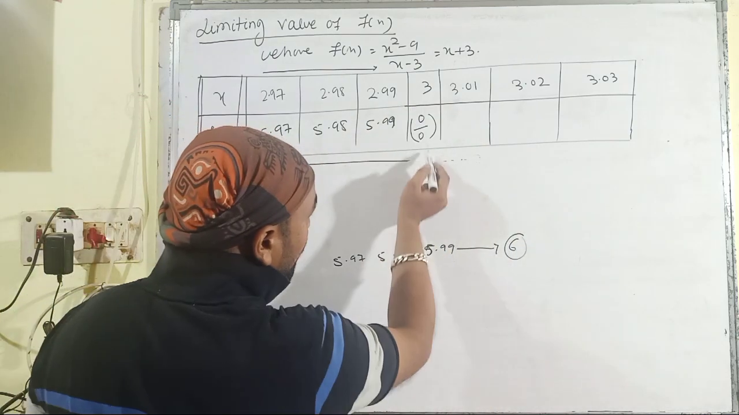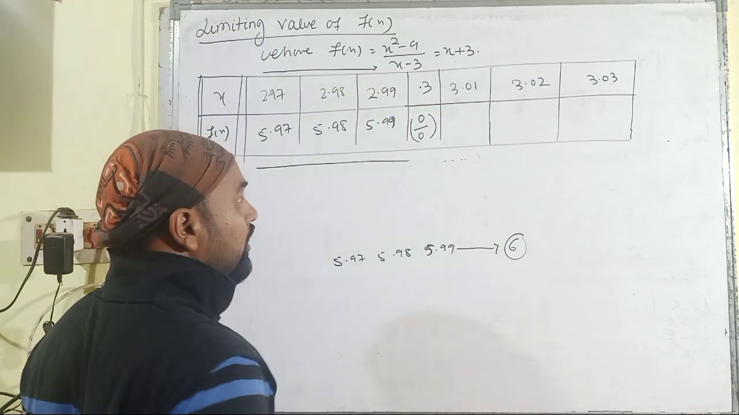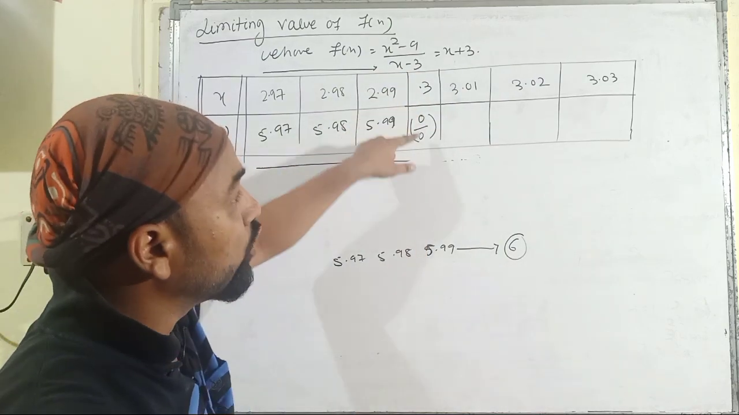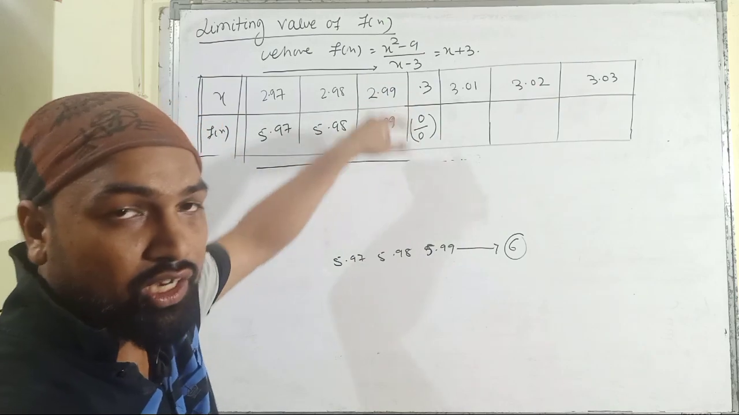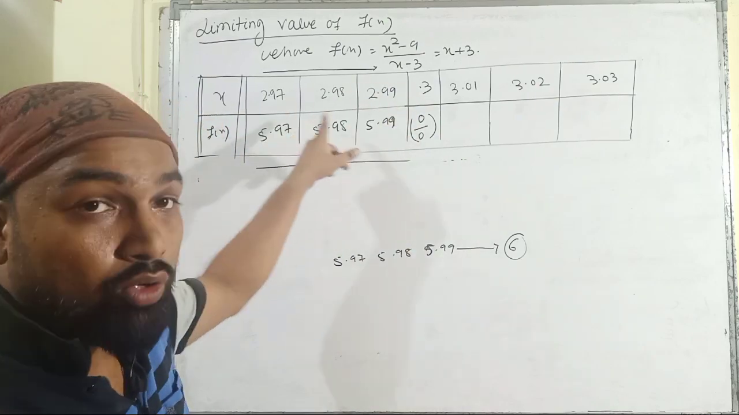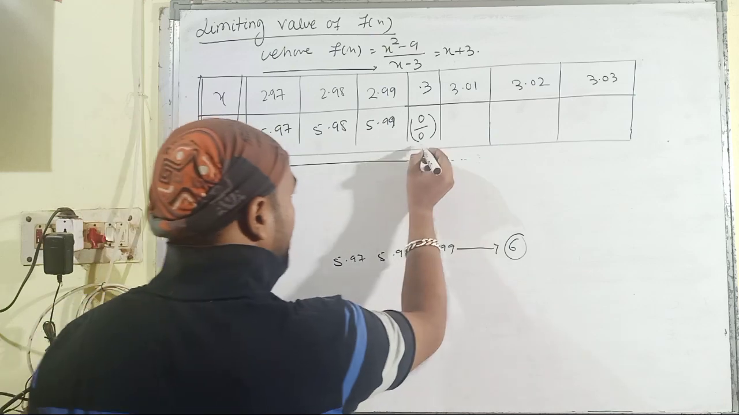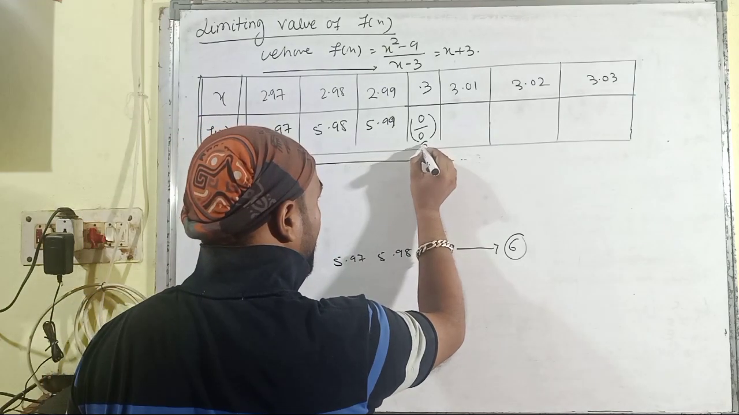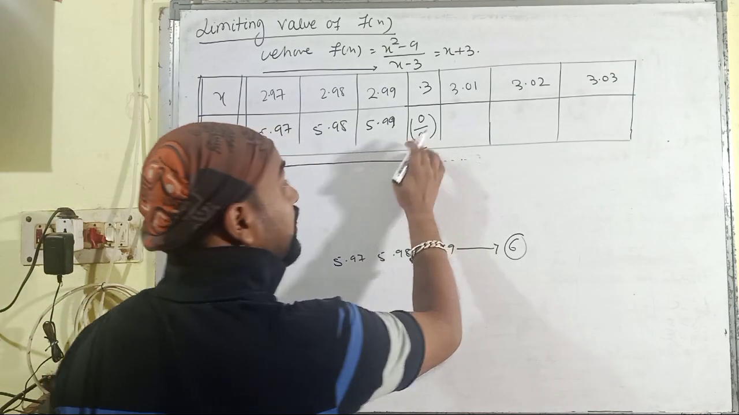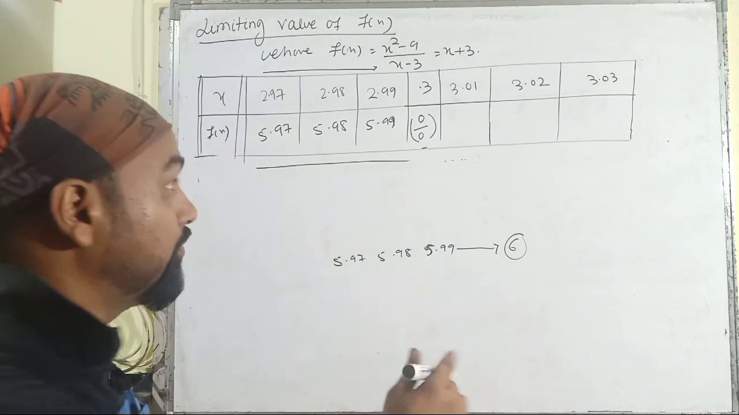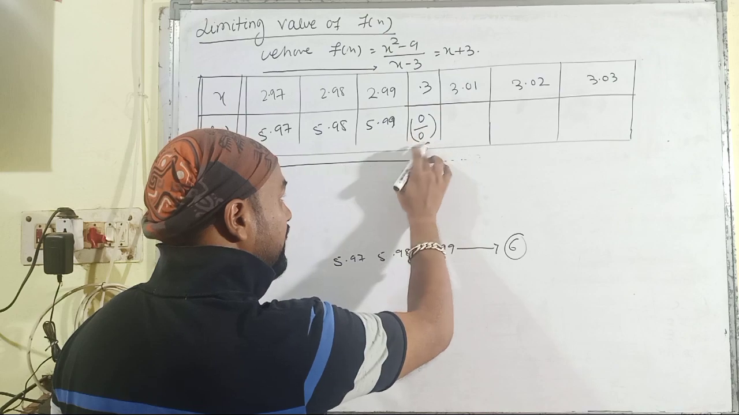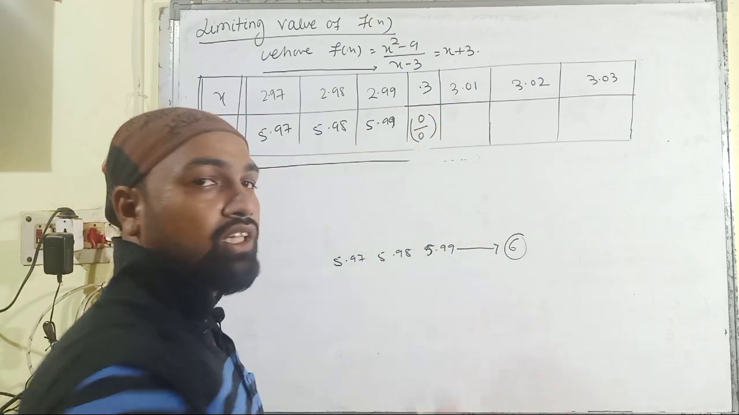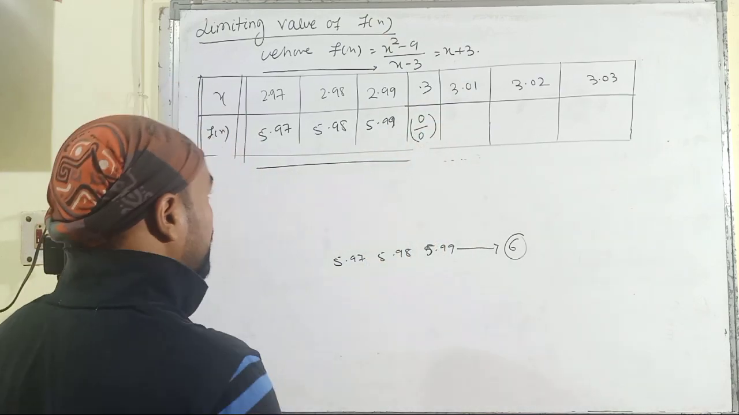This is the functional value. Whenever we are putting 3 here, we are getting 0 by 0, an indeterminate form. The functional value is 0 by 0, it is an indeterminate form. But we are calculating now the limiting value. Here we have already evaluated the value is 6. After the factorization method, we have evaluated this value is 6. Otherwise, the functional value is in the form of 0 by 0.